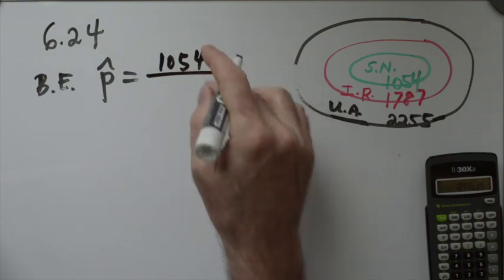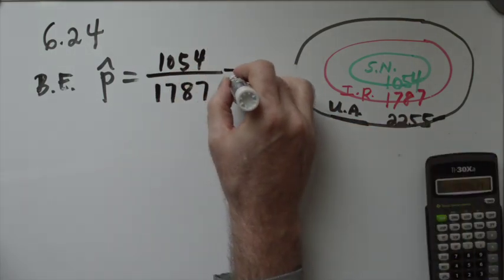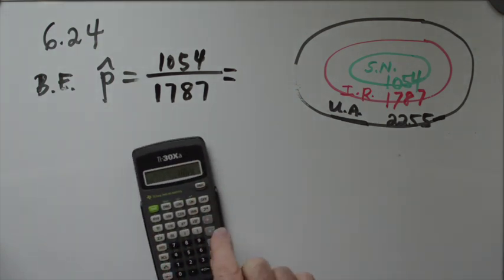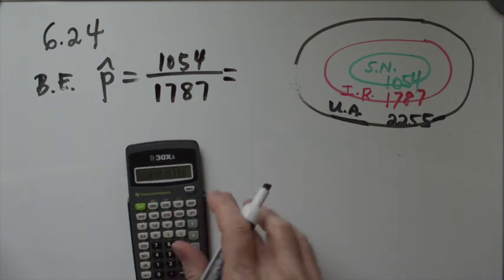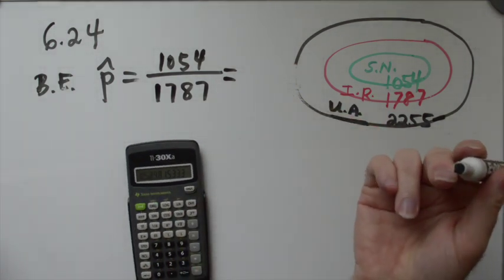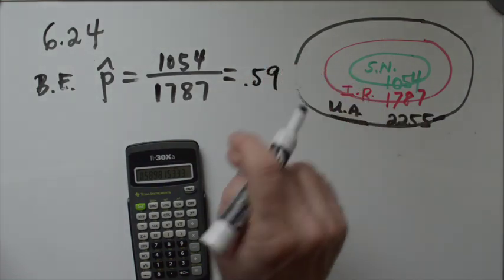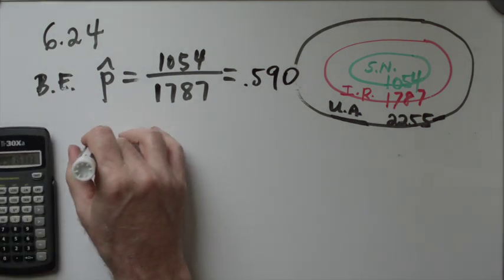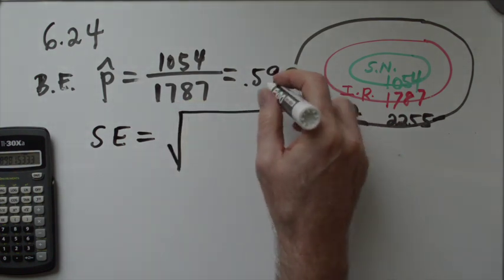Those are the ones that use social networking, and we divide that by the total number that use the internet at all. So that's going to be 1054 divided by 1787. That's giving me a sample proportion of 0.5898. Let's just call that 0.59, or 0.590 after rounding.